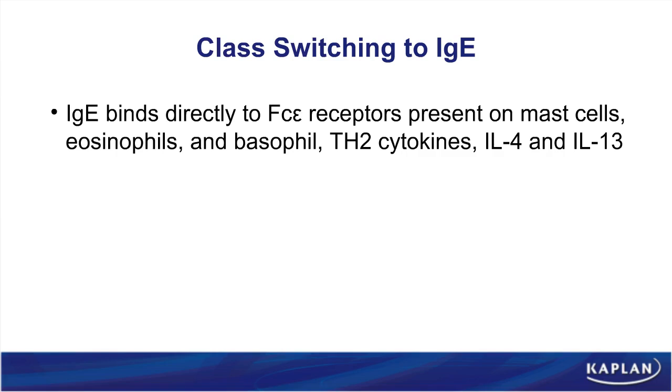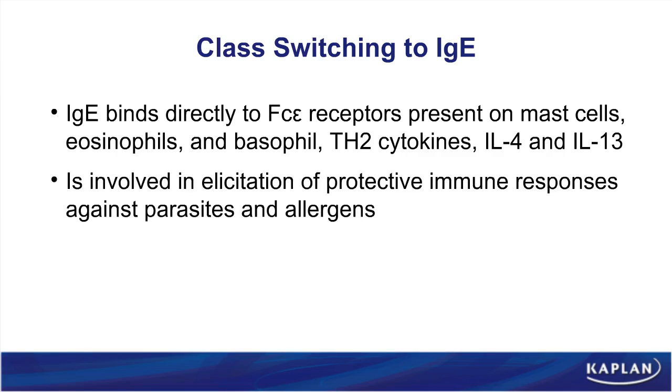The last isotype that we need to discuss is our IgE. Now, switching to IgE is going to occur when we have a parasitic infection or, as I keep mentioning over and over again, a type 1 hypersensitivity. Now, class switching to IgE is driven by a Th2 response, and it is the cytokine pairing of IL-4 and IL-13 that allows for this particular class switch.